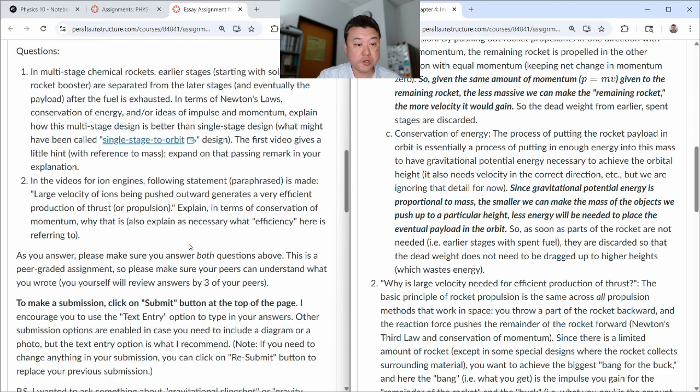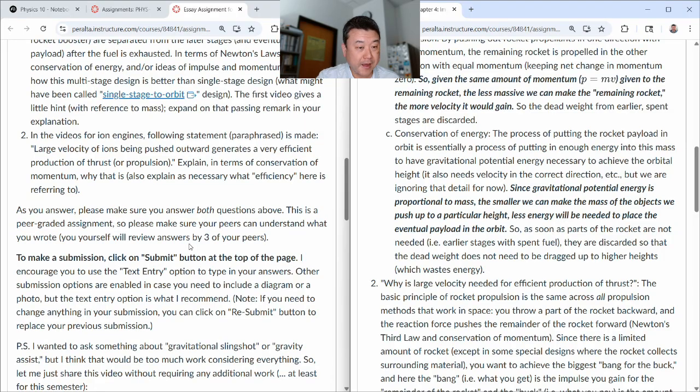Let's look at question 2. I think it's going to be about ion engine. In the videos for ion engines, the 2 videos number 2 and 3, the following statement, paraphrased, is made: large velocity of ions being pushed outward generates a very efficient production of thrust, or propulsion. Explain, in terms of conservation of momentum, why that is. Also explain as necessary what efficiency here is referring to.